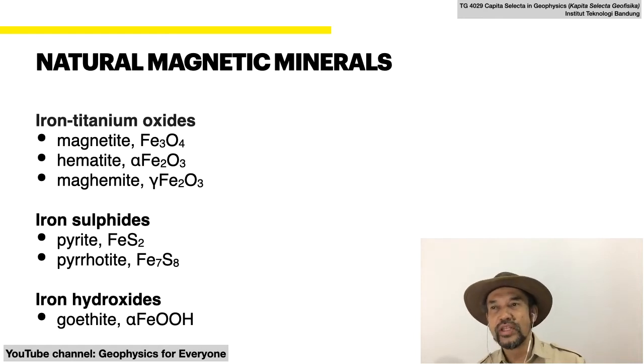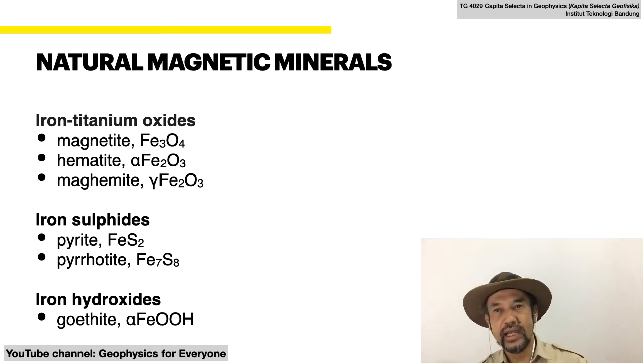So, what are the natural magnetic minerals? Some minerals have peculiar properties. Not many minerals are magnetic. In nature, the magnetic minerals could be grouped into three groups. That's called the iron titanium oxides, the iron sulfides, as well as the iron hydroxides.